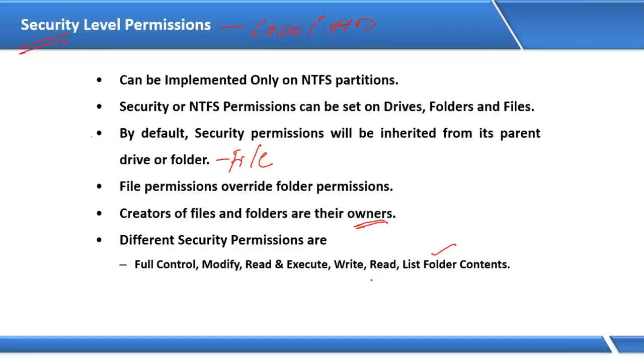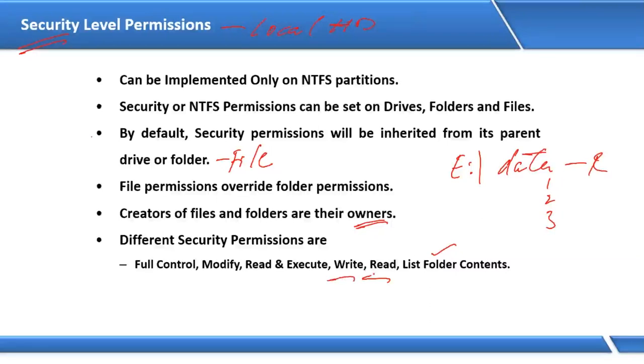But if I give the permission read, what can the user do now? The user can open the file. Okay, so you can see here on the data folder, I am giving the permission only read. So now tell me, on file 1, file 2, file 3, what is the permission? Only read. The user can open the files, the user can view the files.